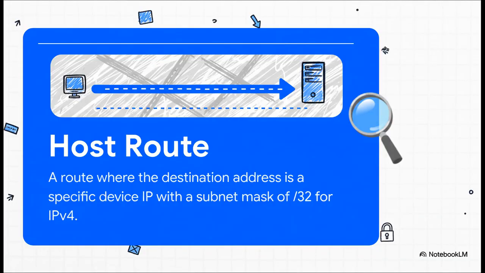Now, a host route is the complete opposite. It is hyper-specific. We're not talking about a neighborhood anymore. We're talking about a single mailbox. This is incredibly useful if you need to force traffic for, say, a critical server down a very specific controlled path for security or maybe performance reasons.